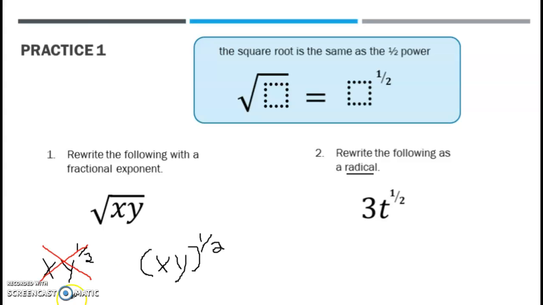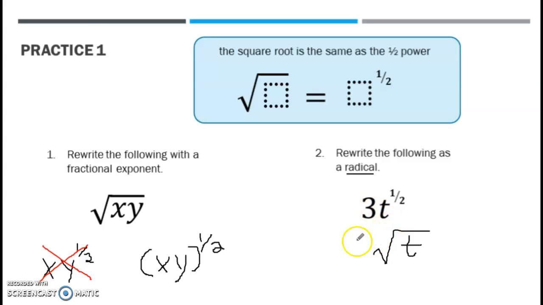So for our second example, it says to rewrite the following as a radical, meaning we want to rewrite this so it has some sort of square root involved with it. Now, similarly to what I explained with the previous example, some students might look at this and say, okay, it's just the square root of 3 times t. However, this 1/2 is only attached to the t, and so we want to only write the t inside that square root, because that's the only thing that the 1/2 is attached to.